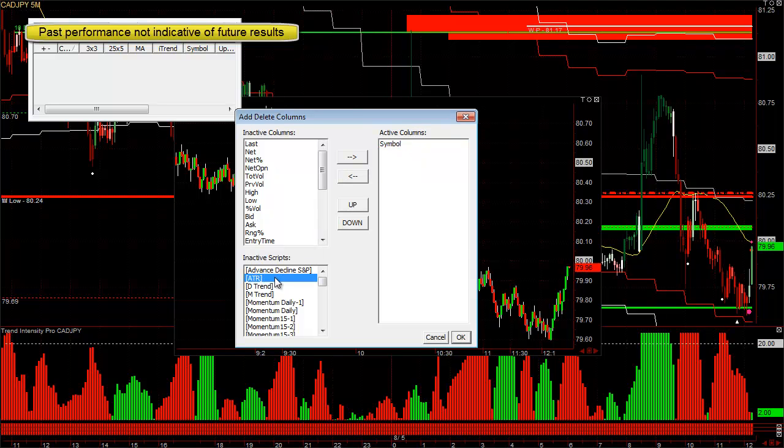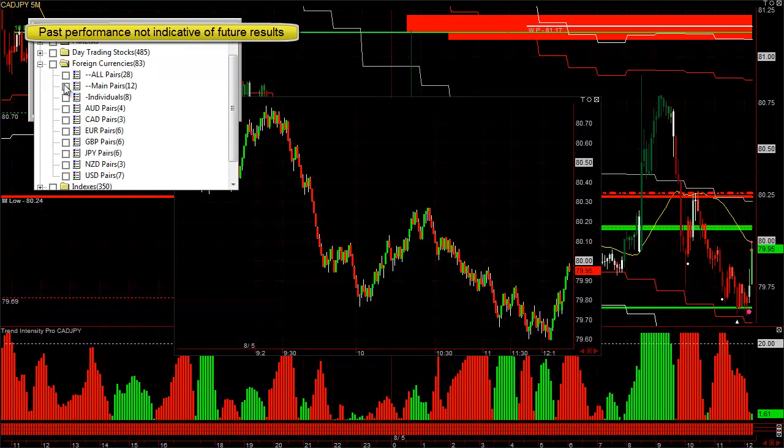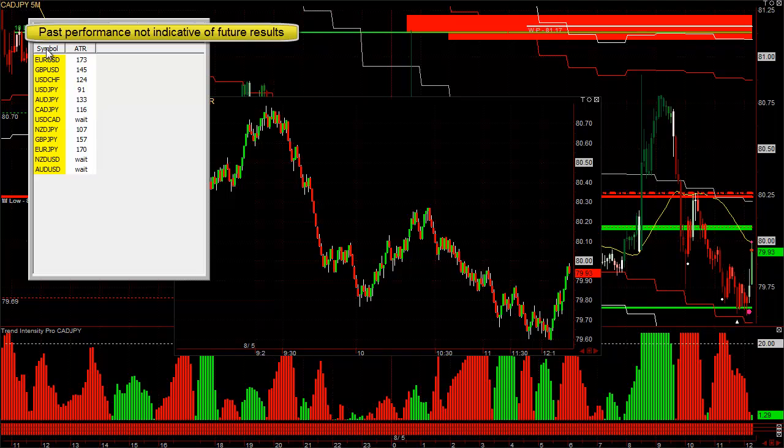It's called ATR. When you add this, you can see how many pips each currency moves typically for the whole day, and you might want to divide that by 10 or 15 to know how many pips to use in this chart.